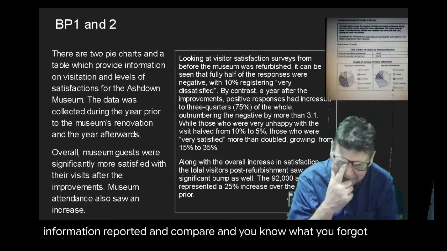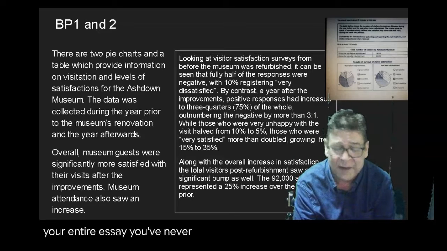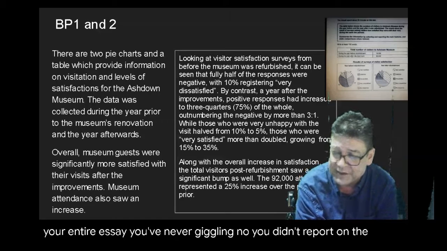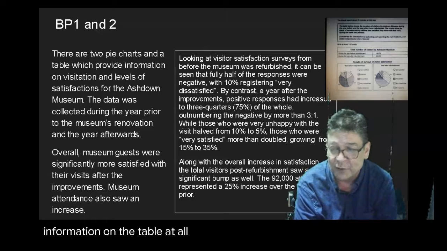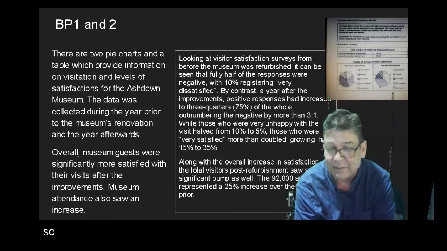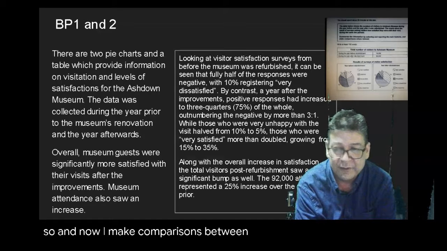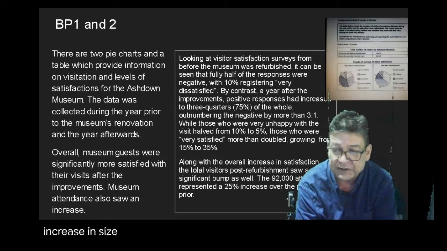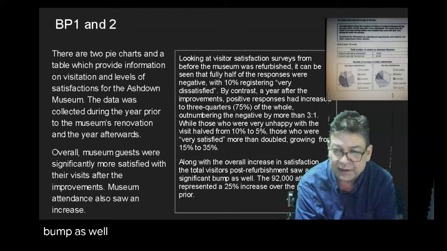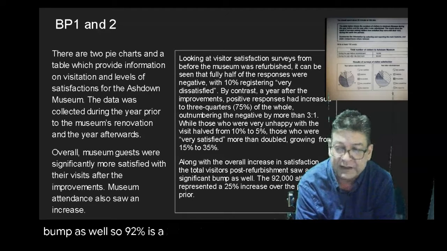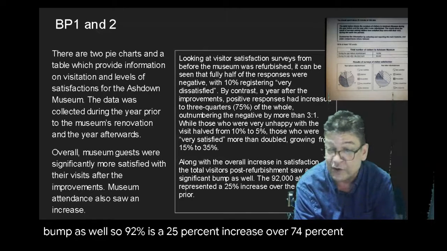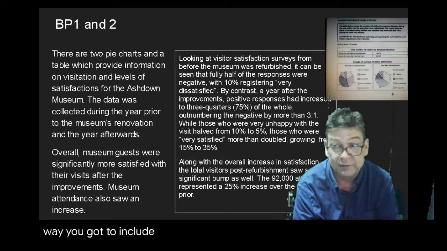And you know what you forgot to do in your entire essay? You never mentioned the table. You didn't report on the information in the table at all, except in your overview. And you have to. Okay? And now I make comparisons between the two. Along with the overall increase in satisfaction, the total visitors post-refurbishment saw a significant bump as well. So 92% is a 25% increase over 74%. I could have said a quarter, but either way, you've got to include the table.